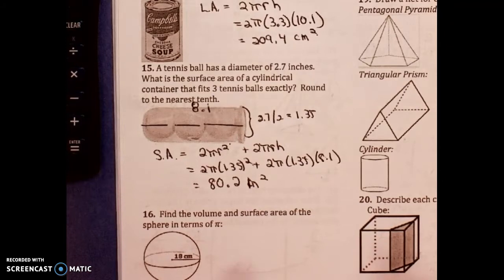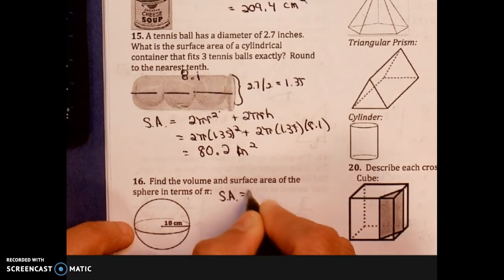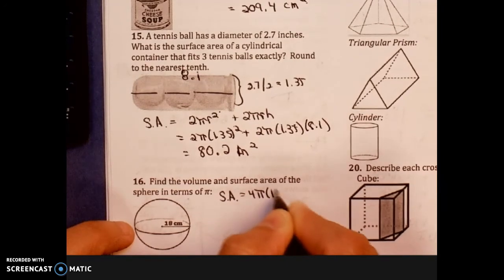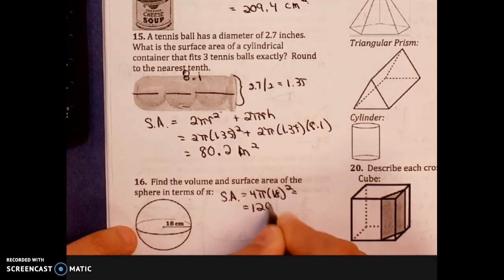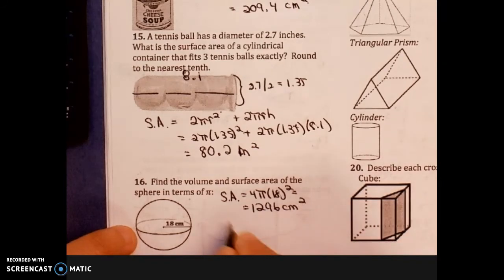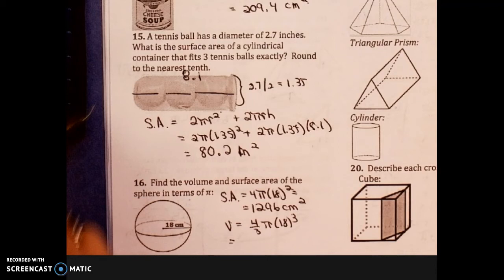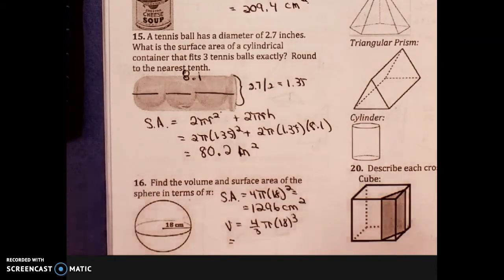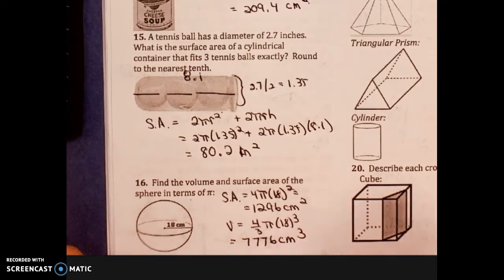Next one, I'm looking for the surface area and volume of the sphere. So my surface area formula is 4 pi r squared. It says leave it in terms of pi. I get 1296 centimeters squared. I'm looking for volume. That's 4/3 pi r cubed. Again, let's type that in. And 7776 centimeters cubed.